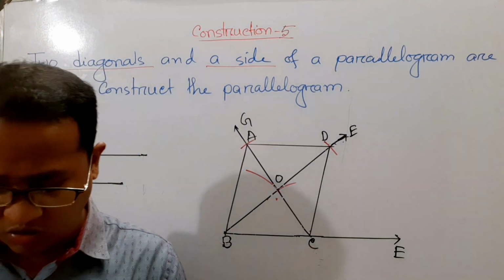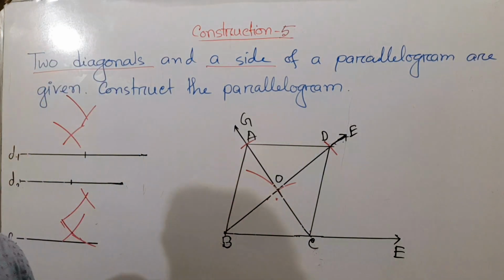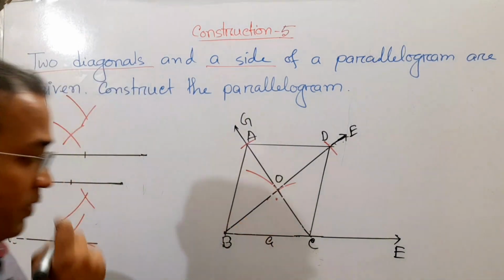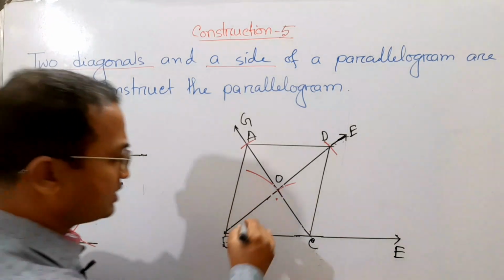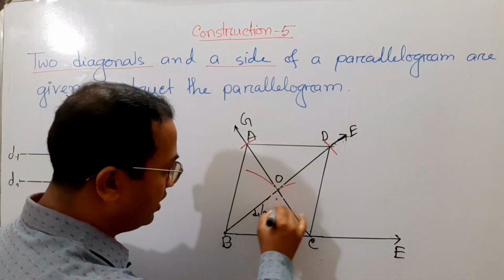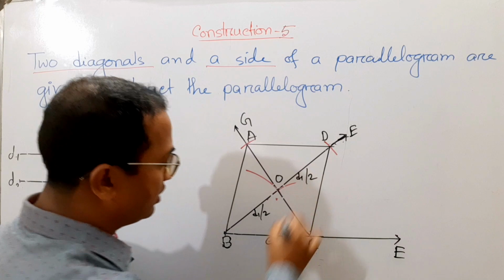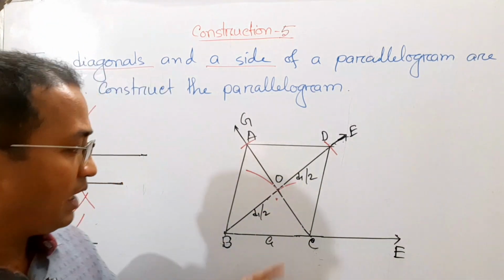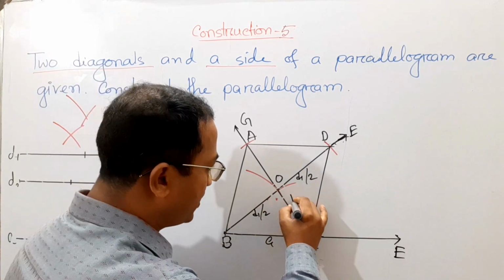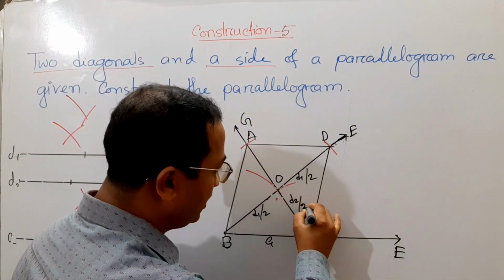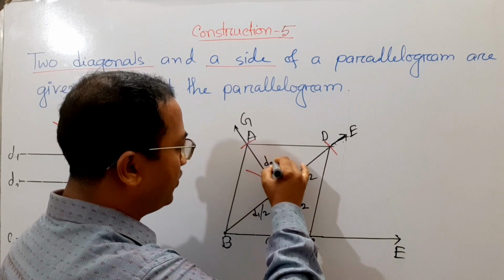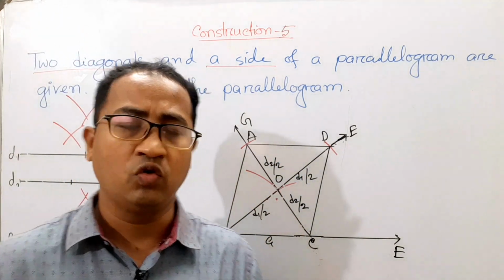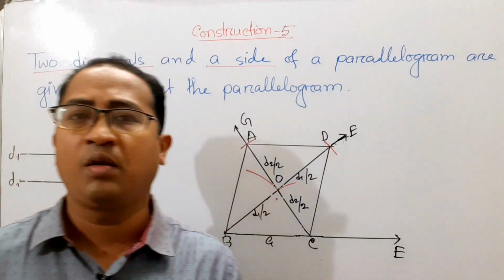So now how is it the required parallelogram? Look, this is the base BC is equal to A, and OB is half of D1, and this is also half of D1, that is BD is equal to diagonal D1. Again OC is equal to half of D2 and OA is equal to half of D2. So AC is the diagonal D2. So ABCD is our required parallelogram.